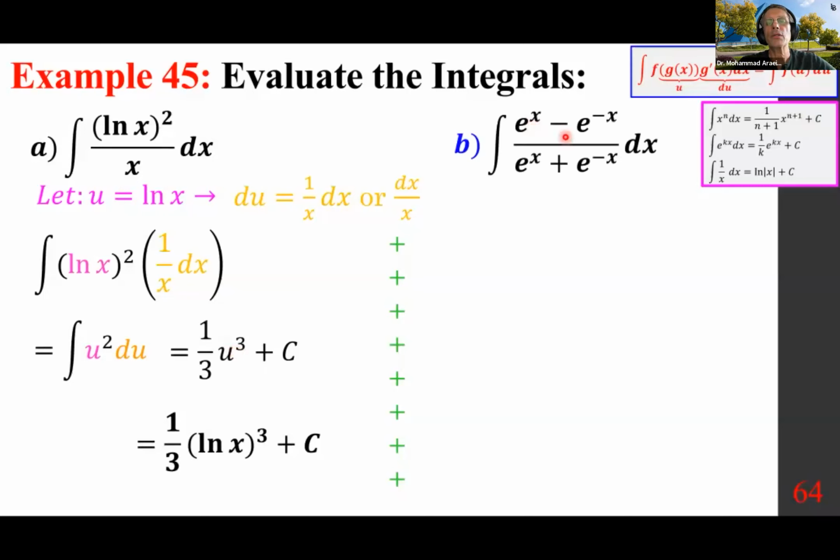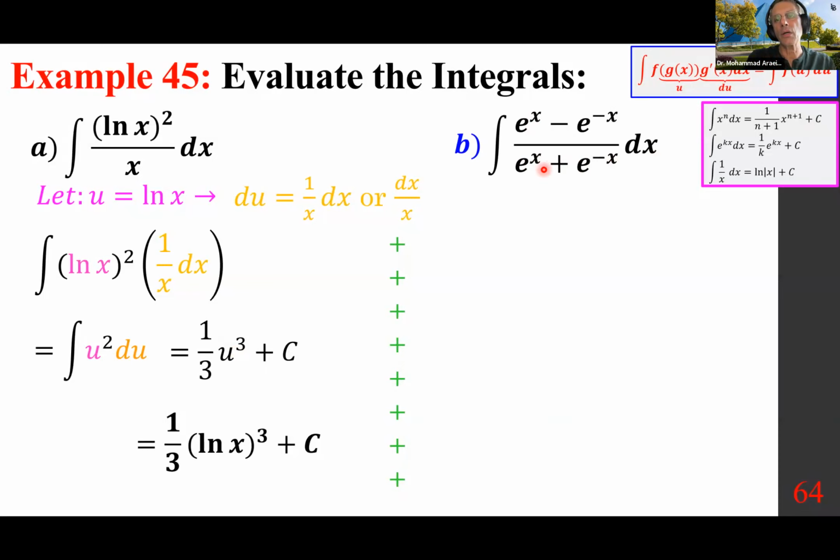e to the power of x minus e to the power minus x over e to the power of x plus e to the power minus x dx. We want to integrate that. Notice you have a fractional expression. Anytime you do that, the very first step is to simplify if you can, and we cannot. In which case, notice the derivative of the bottom is the top.